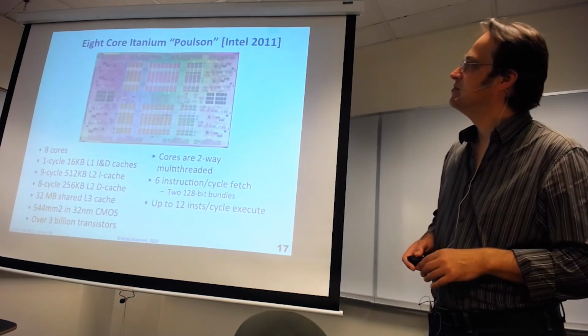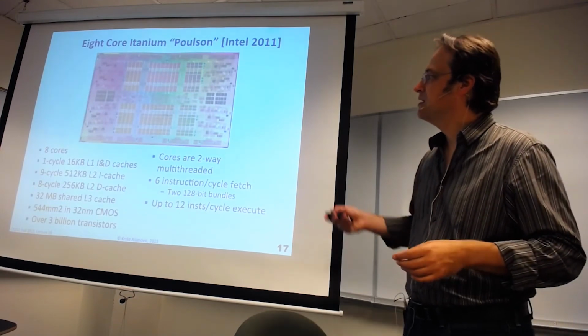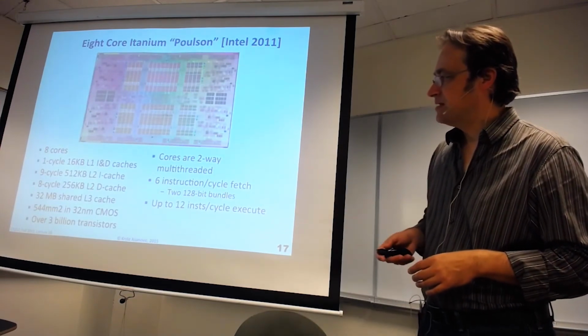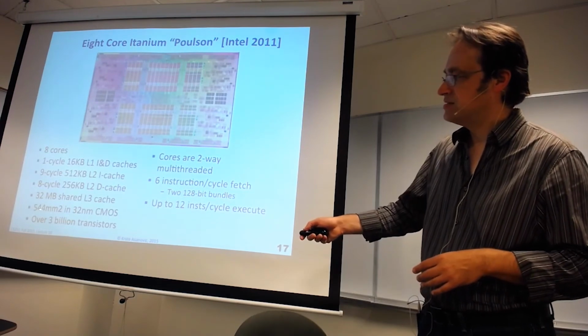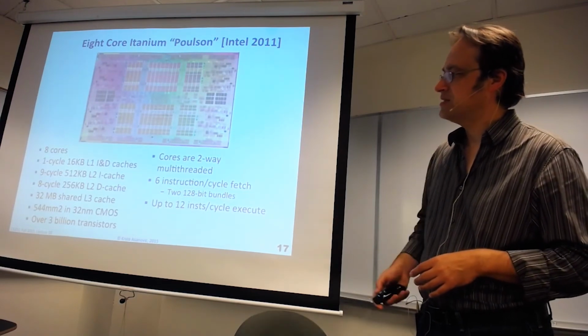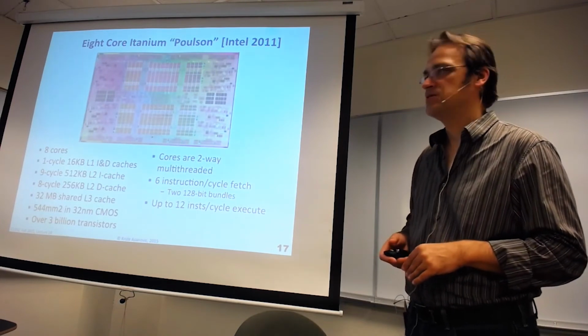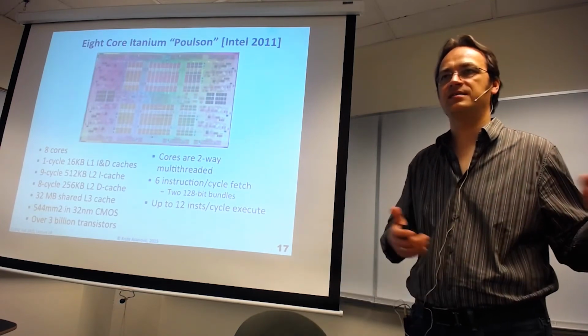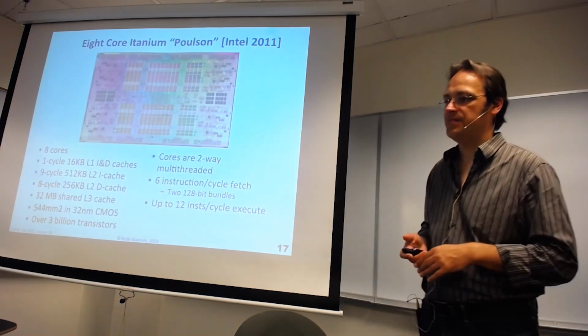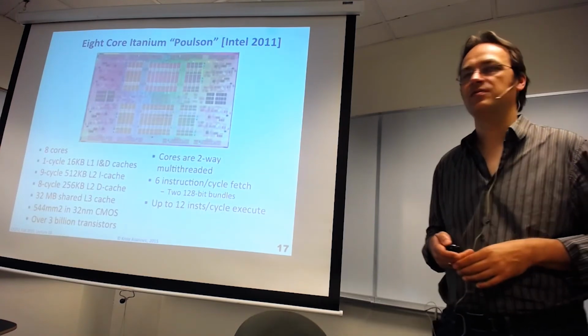So this is a relatively recent one, Poulson, 8 cores, very large chip. This is over 3 billion transistors and over 500 millimeters squared in 32 nanometer CMOS, with a 32 megabyte shared cache. Now Intel is still making these, but they're kind of resigned to the very high-end server market and basically satisfying HP's requirements for processors.